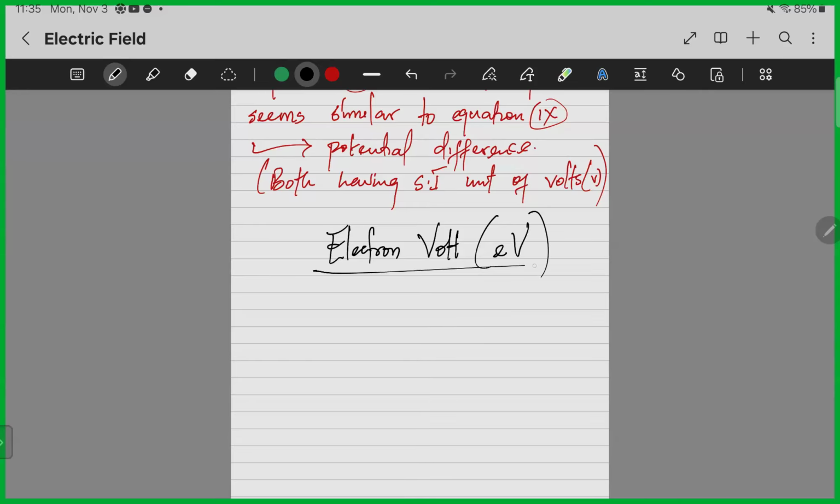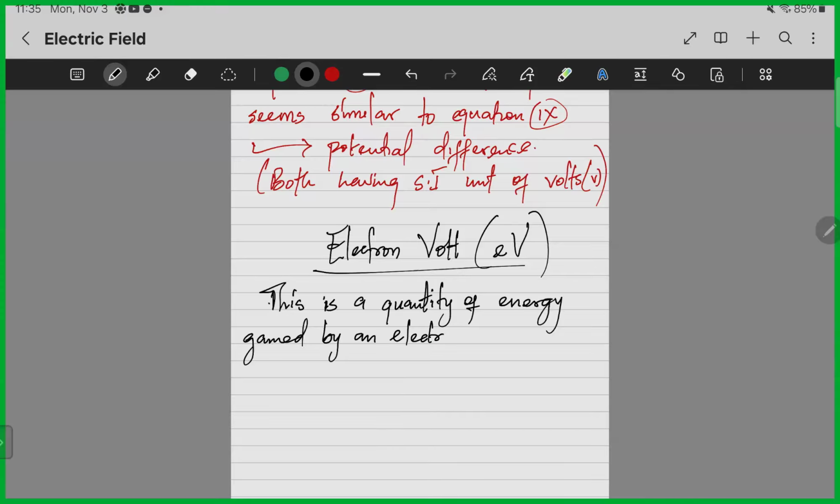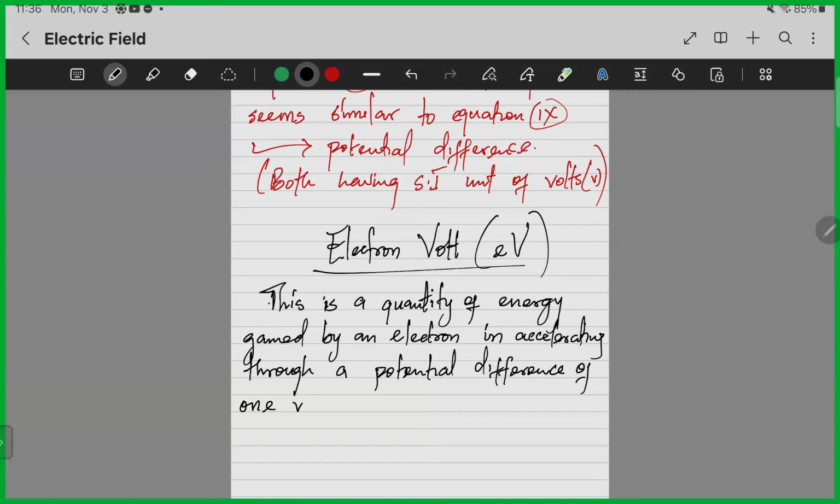So this particular quantity is a quantity of energy gained by an electron in accelerating through a potential difference of 1 volt. So keep that in mind. 1 volt.